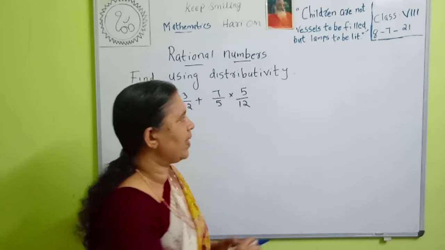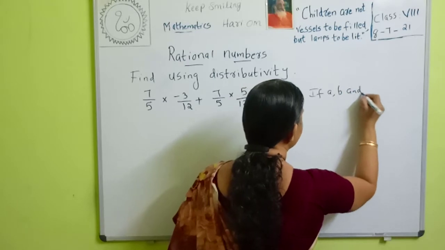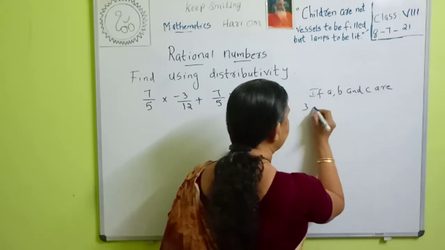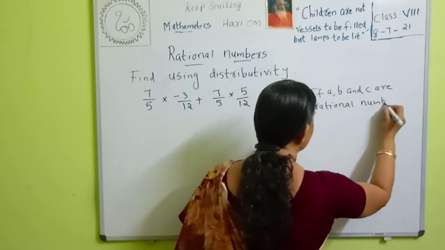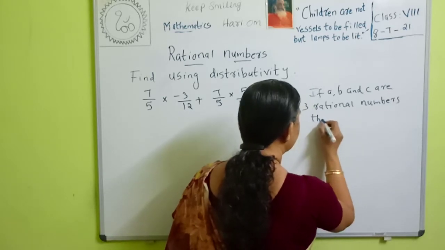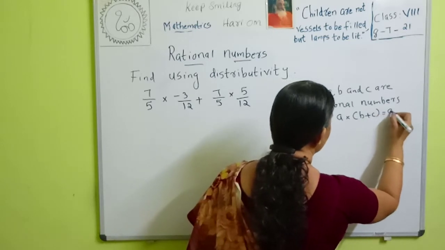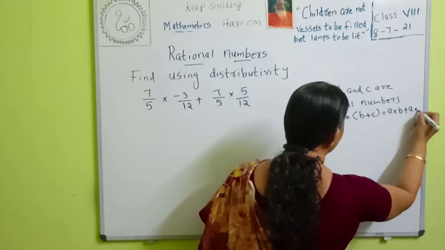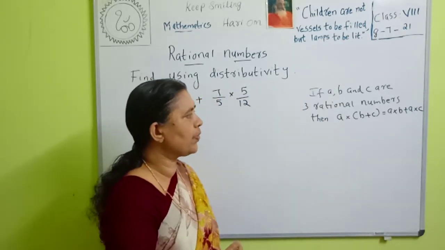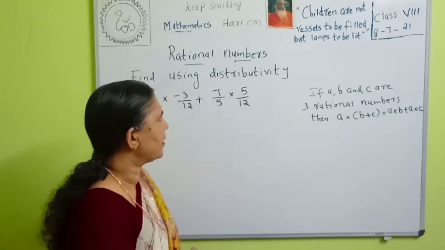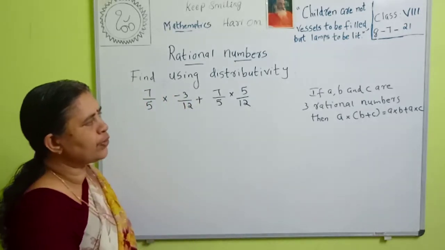If A, B and C are three rational numbers, then A into B plus C is equal to A into B plus A into C. Here A is common.